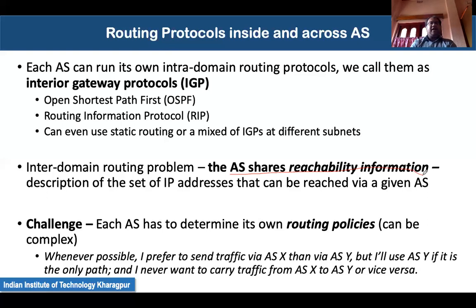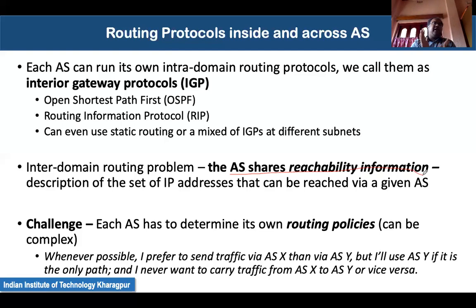Now here you see that in the case of the interior gateway protocol, we were concerned about every individual node in the network, that is, how I am going to reach a particular node. Whereas whenever we talk about the inter-domain routing protocol or the exterior gateway protocol, we are not concerned about every individual node, rather we are concerned about the entire subnet.